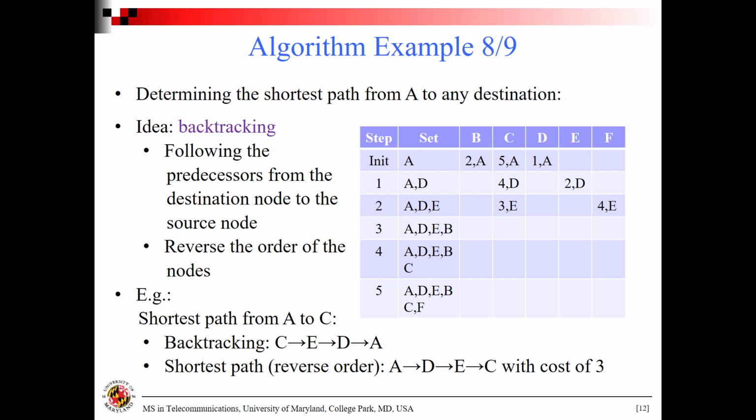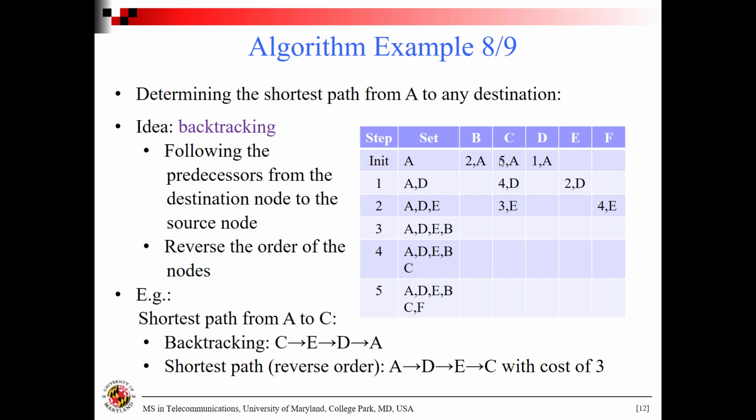And once we have hit the source node, we will have a sequence of nodes, but they will be in reverse order. So we're going to have to reverse that order to get the actual path from the source node to the destination node. Okay, so that's the basic idea. So let's look at an example. Let's assume we are interested in the shortest path from node A. Well, the source node has to be node A because this is how we run the algorithm. But to a particular destination, which is destination C.